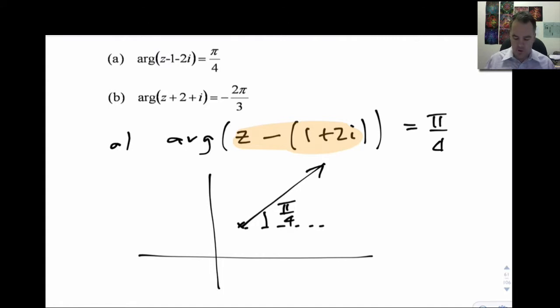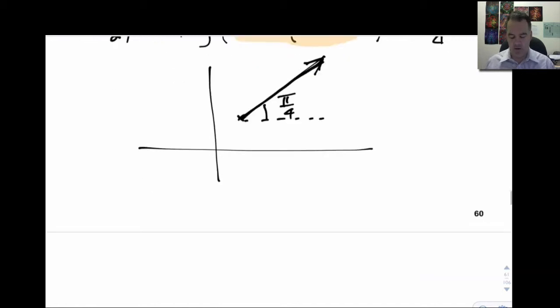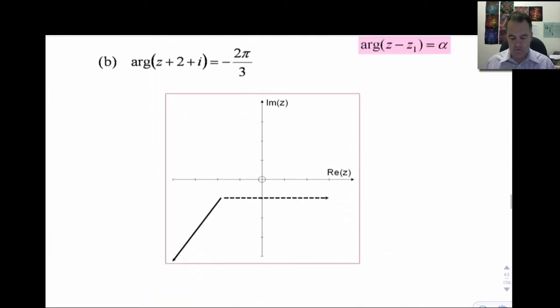And so the locus that I'm drawing is that solid line there. Every point on that line satisfies that locus. For part B, we've got the argument of z plus 2 plus i is negative 2 pi over 3. Let's look at the answer for that one.